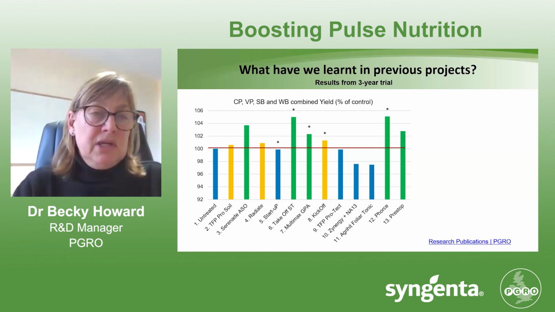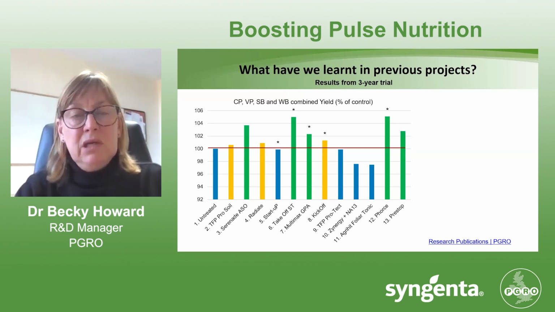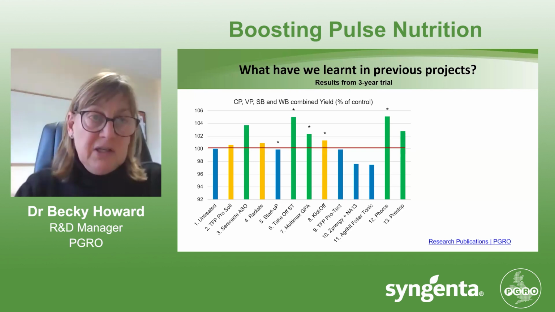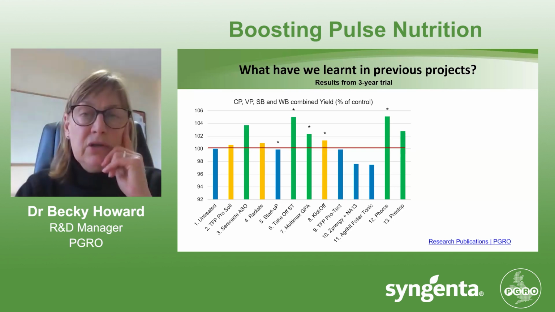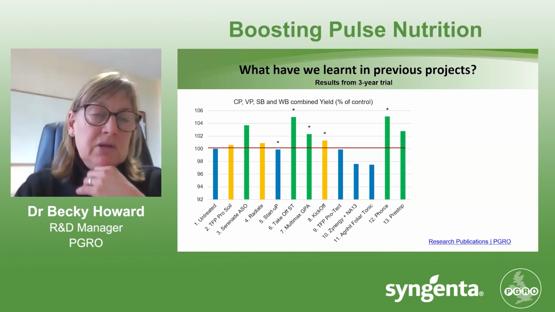So I'm comparing them to the untreated here, which is the red line across the middle of this chart. And we can see that some of them are giving reasonably good yield benefits, up to about 5% yield benefit, and these were statistically significant. So we can have reasonable confidence in these results over a number of years. And included in this trial are nutrient and trace elements, seed treatments, soil treatments, and foliar treatments.